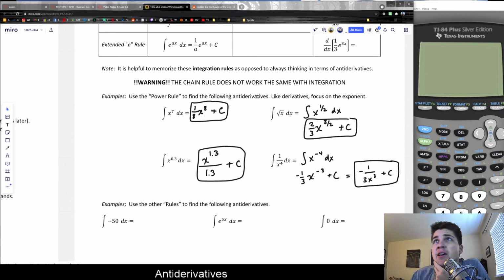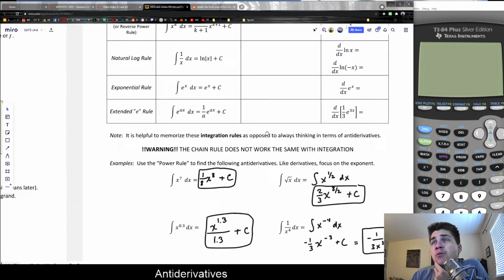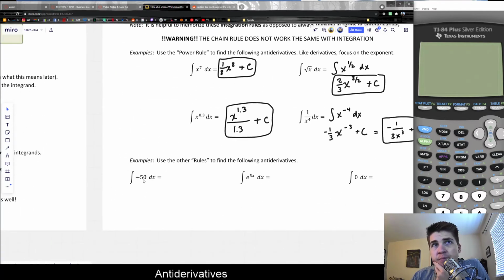And using some of these other rules like the e rule, the log rule, or the constant rule. Another basic one is when I have the antiderivative of a constant. Remember that the derivative of a constant is 0, but the antiderivative should involve x. An easy way to remember this is another basic antiderivative rule: the antiderivative of dx is always just x. And there's some logical reasoning behind this.